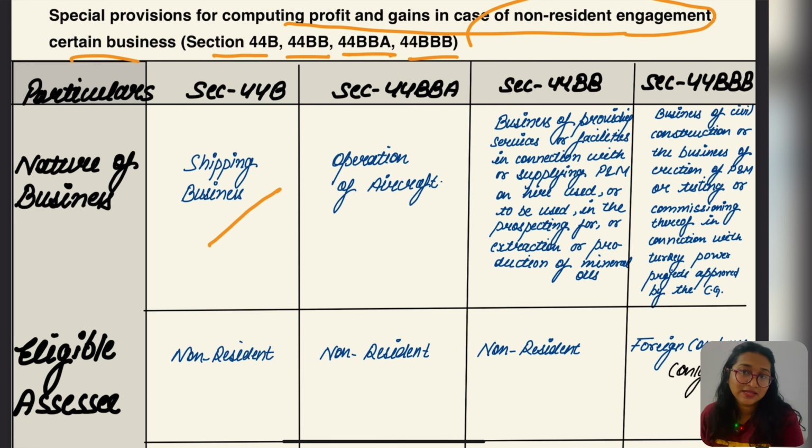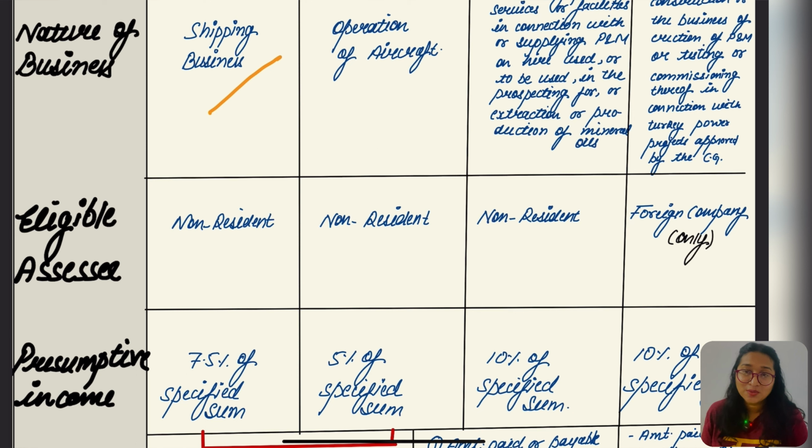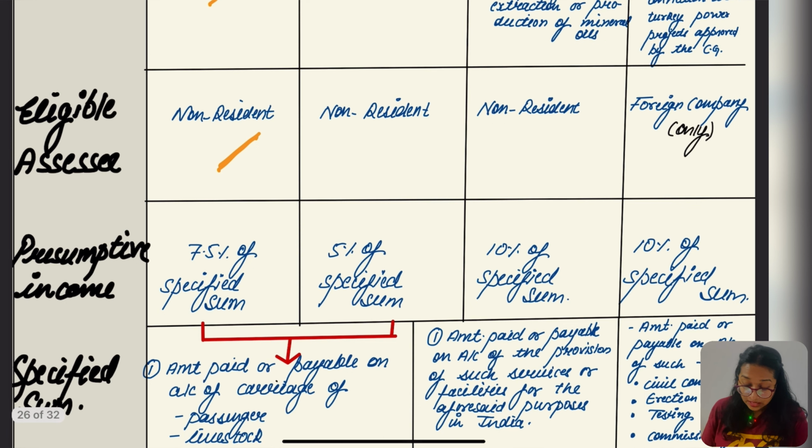Section 44B says about the shipping business. Who is going to be the eligible SSE for this? For sure, that is going to be either a non-resident or a foreign company. So in this case, we are talking about the non-resident. And what would be the presumptive income? That would be 7.5% of the specified sum.